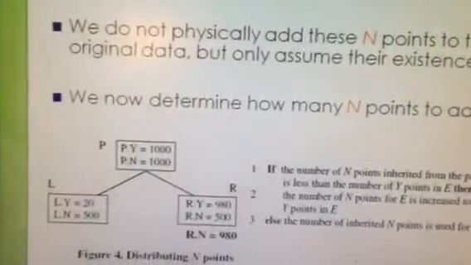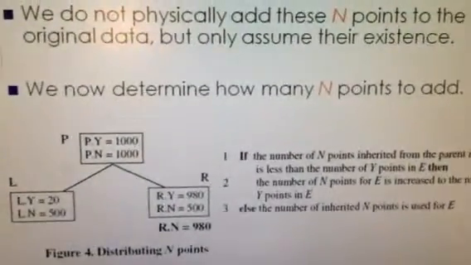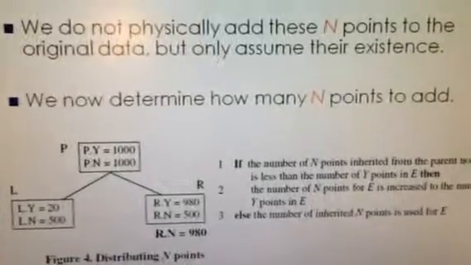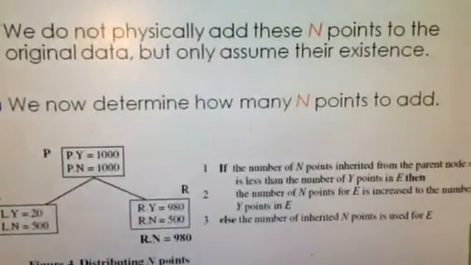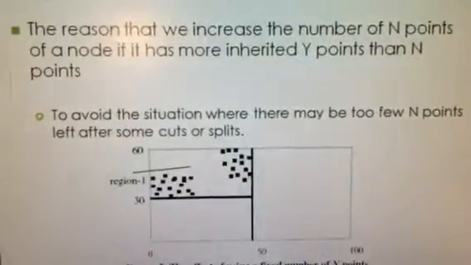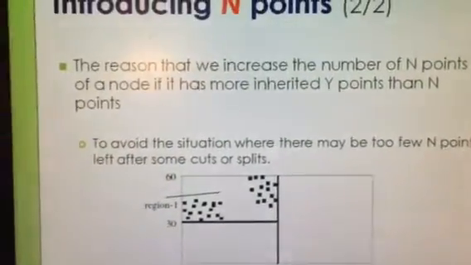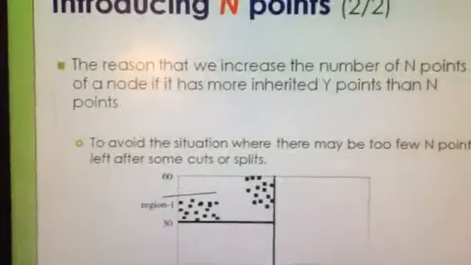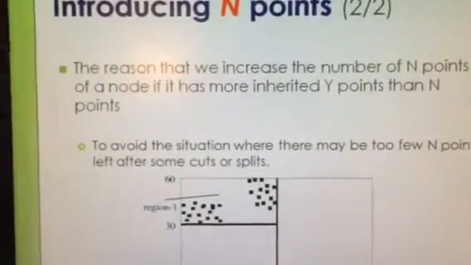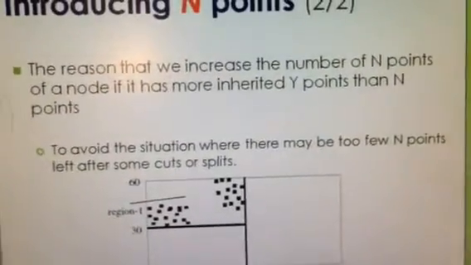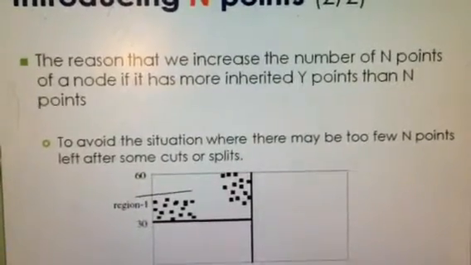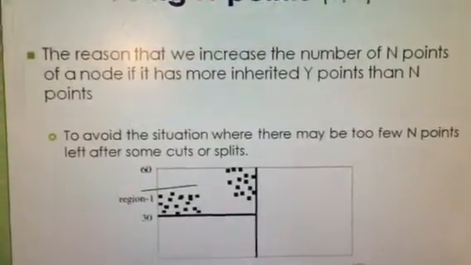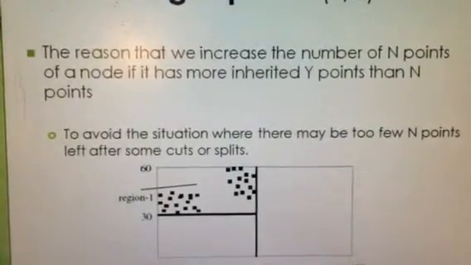So this is another example of how you distribute the endpoints. Introducing the endpoints, which is usually done at the beginning, the reason is that we need to increase the number of endpoints of a node if it has more inherited Y points than endpoints.